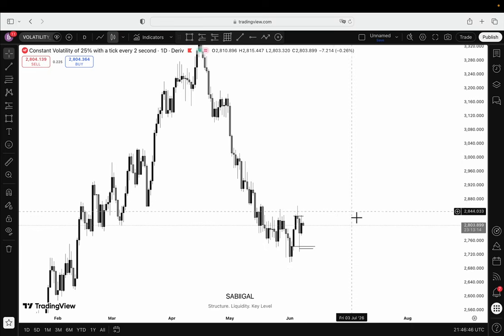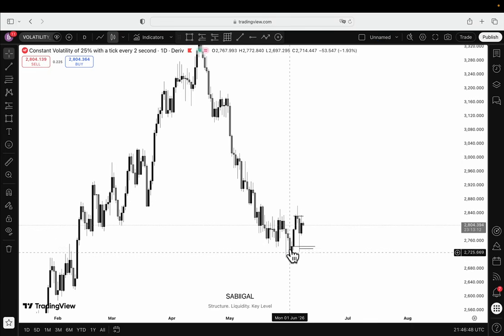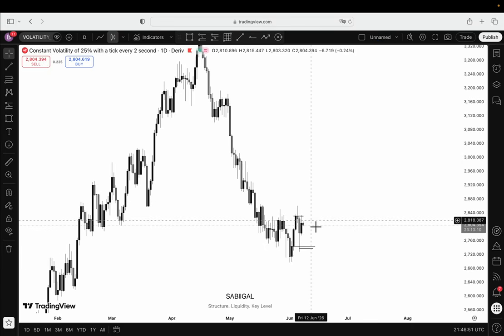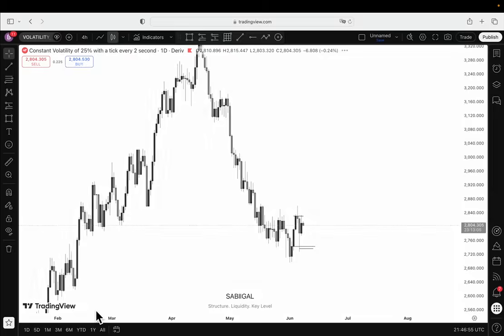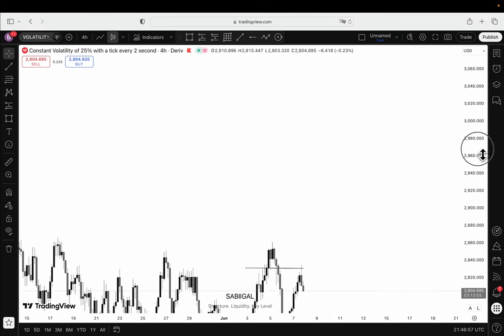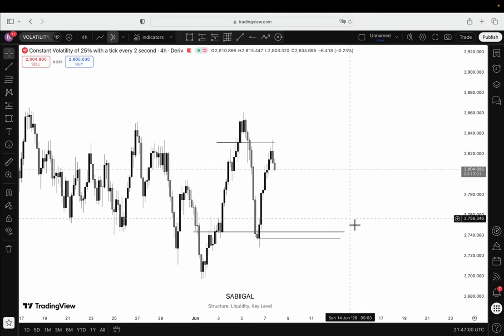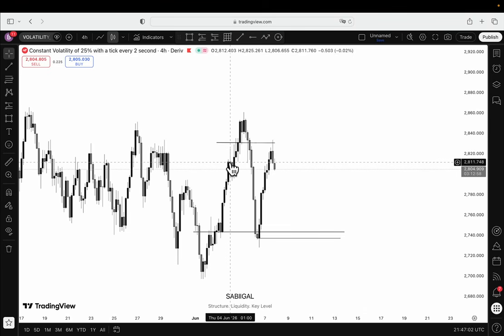Looking at the pair, it's actually bearish. This thing that just happened here is just a normal reversal for continuation. So on the 1 hour, on the 4 hours, we are yet to break out. So yeah.